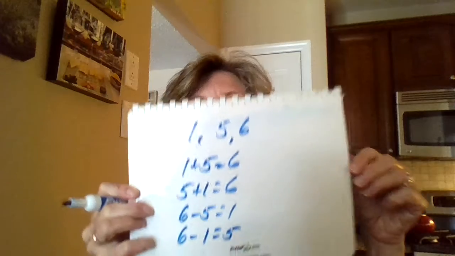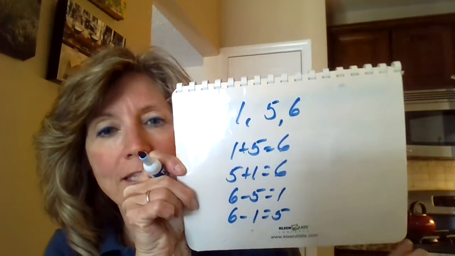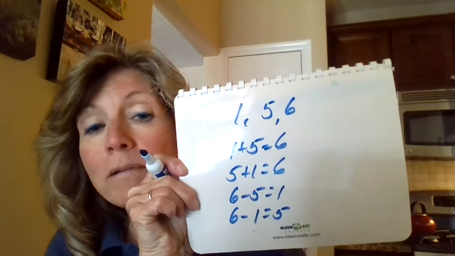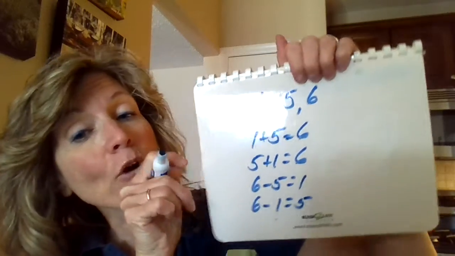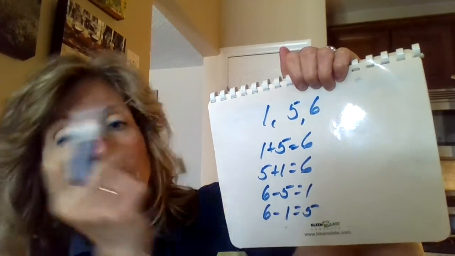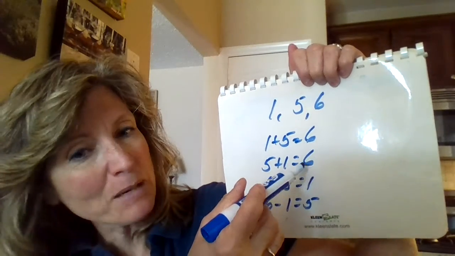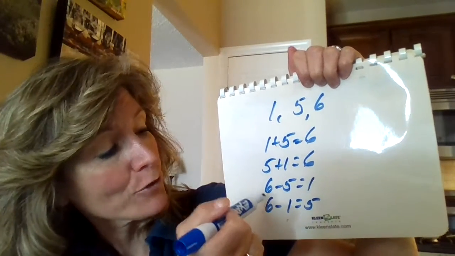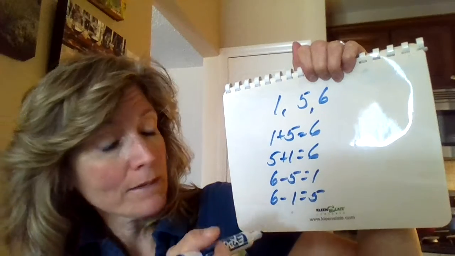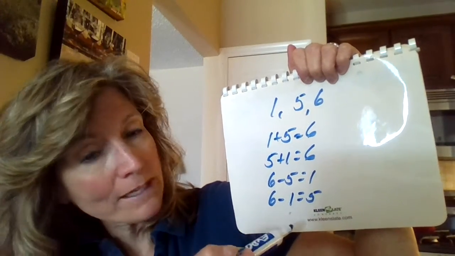Okay, here's another example. I use the numbers 1, 5, and 6. So I say 1 plus 5 equals 6. Then I'm going to switch these around, and say 5 plus 1 equals 6. Then I'm going to take that big sum, and I'm going to subtract from it. So now I'm doing 6 minus 5 equals 1, and then 6 minus 1 equals 5.